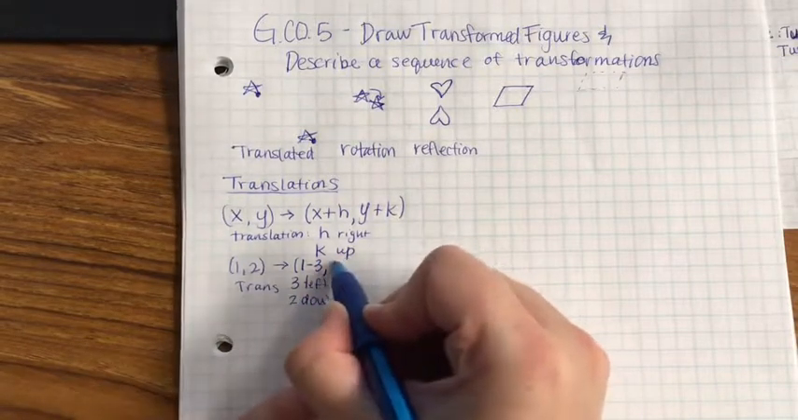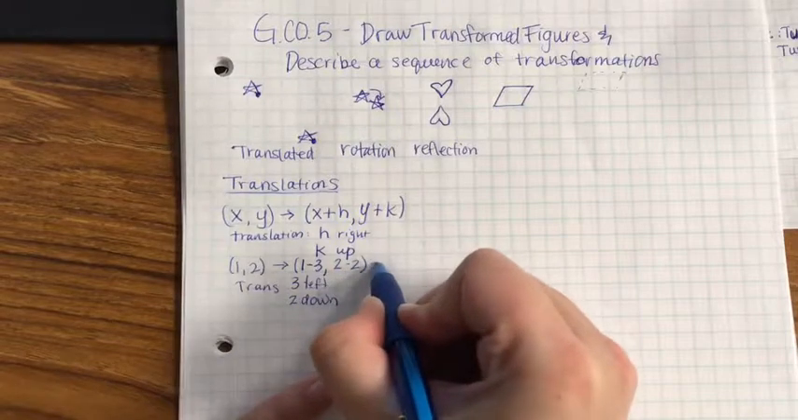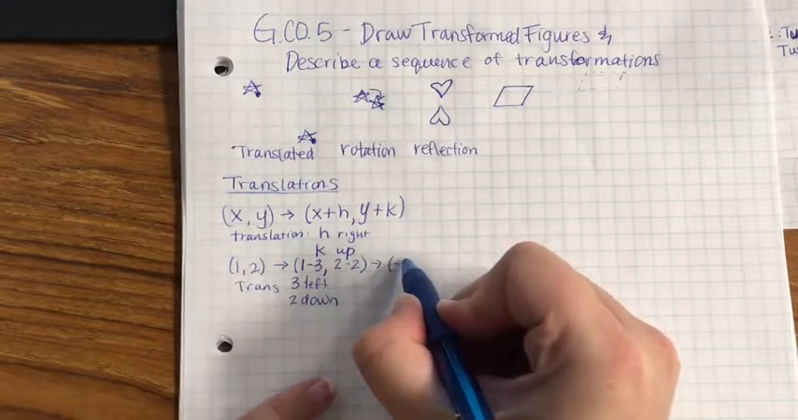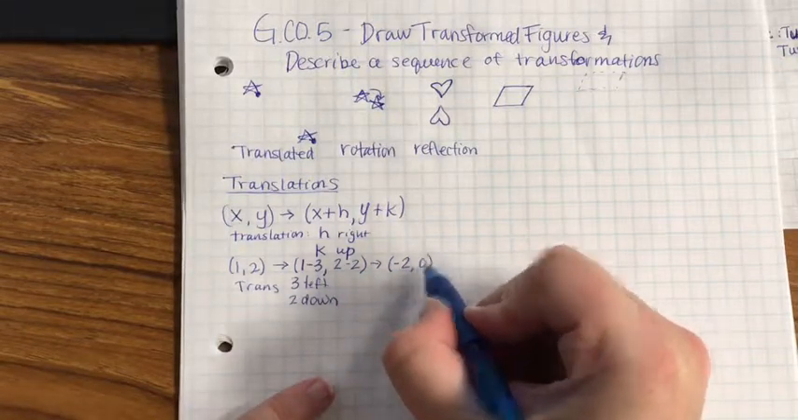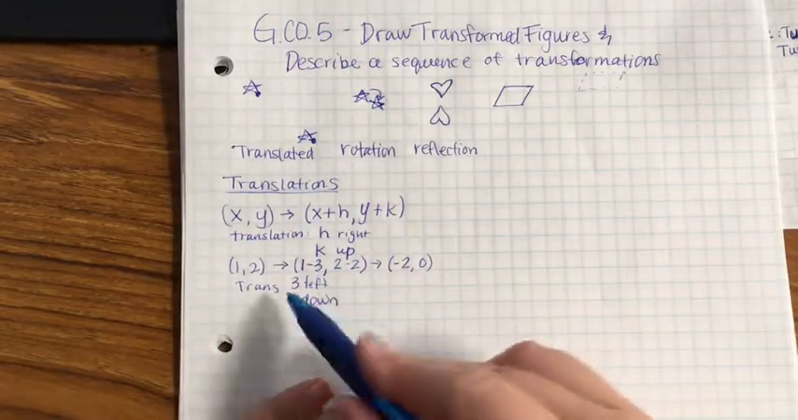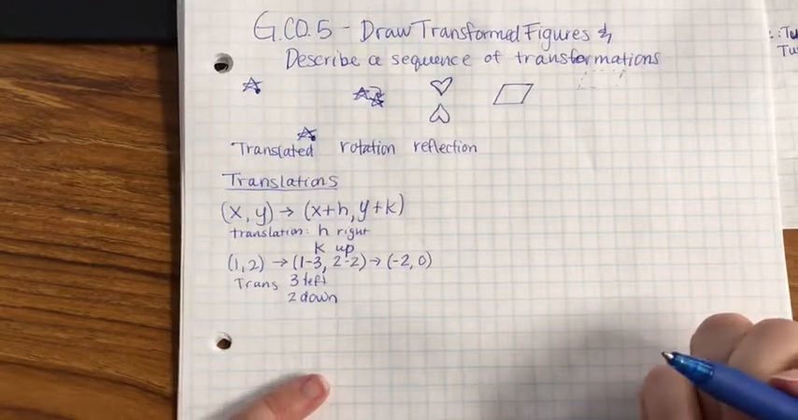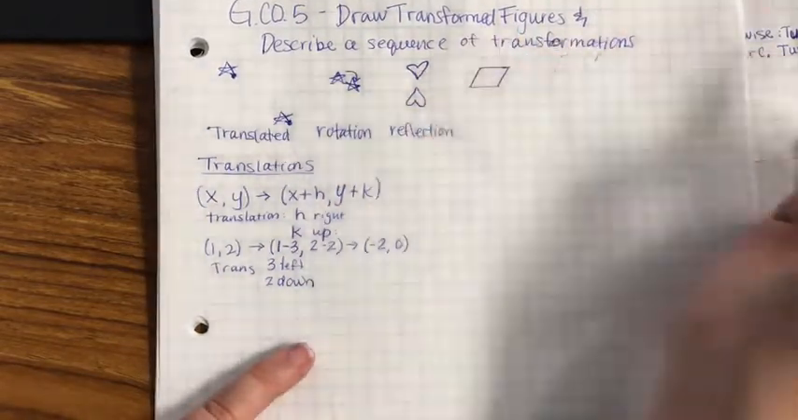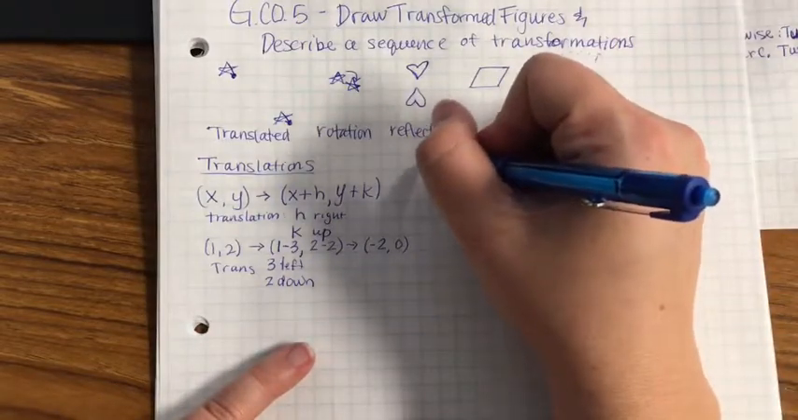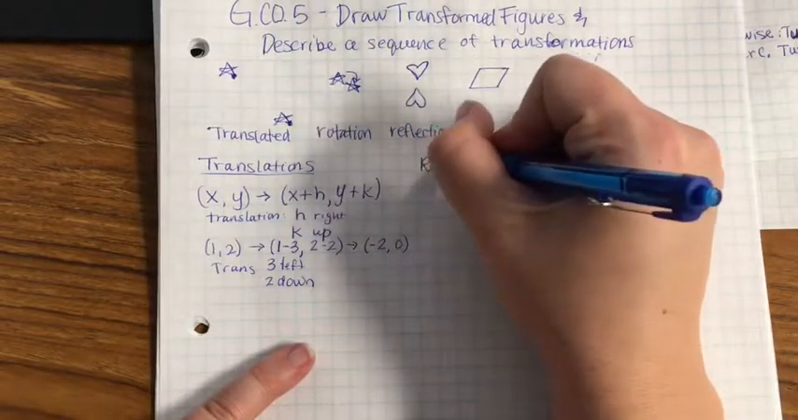And then 2 down would be 2 minus 2. So my new point would really be negative 2, because 1 minus 3 is negative 2, and 2 minus 2 is 0. So I prefer doing it like that and then graphing those points and connecting them, but it's completely up to you how you want to do it. So that's for translations. Then we have rotations.